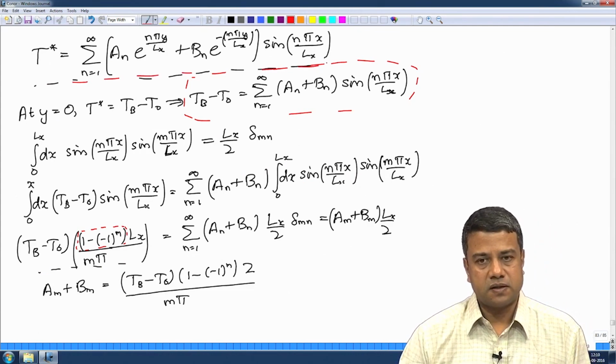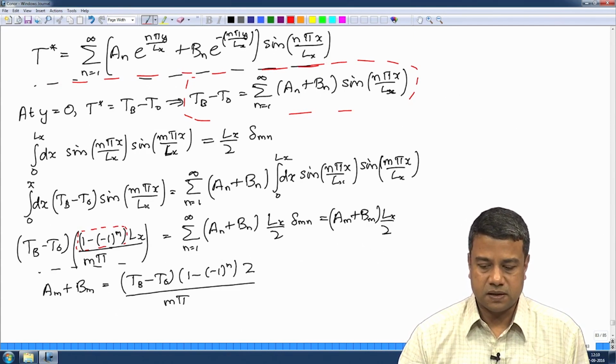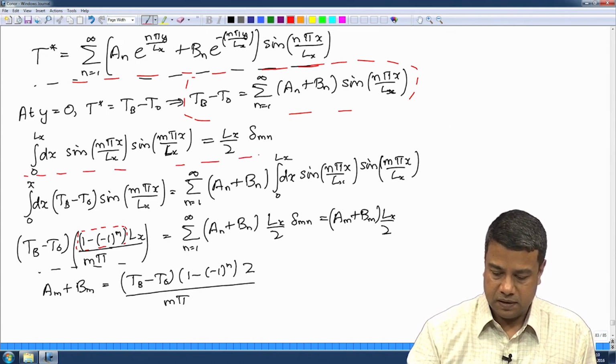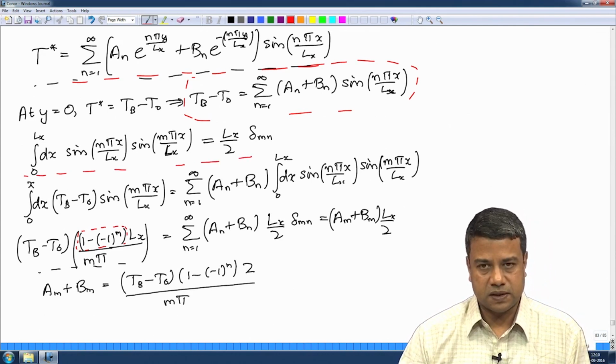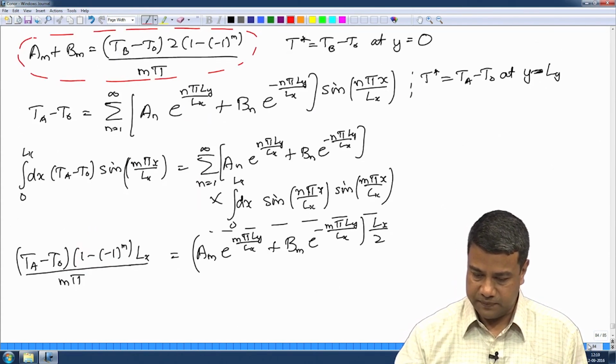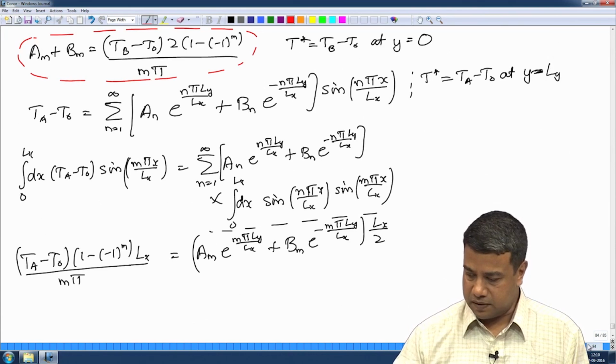It is sinusoidal in the x direction because that is the homogeneous direction, and it has exponentials in the y direction. And I can use the orthogonality relation in order to find out what those constants are. And I get two equations for the two constants.